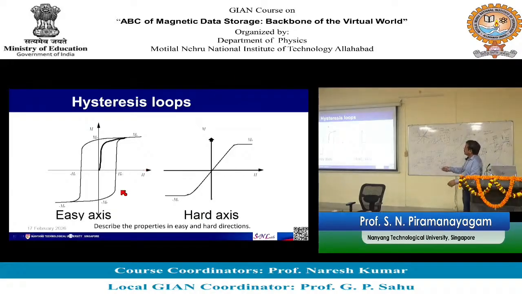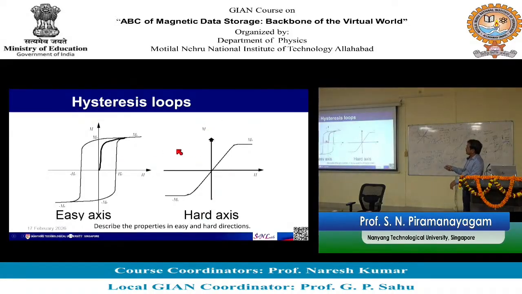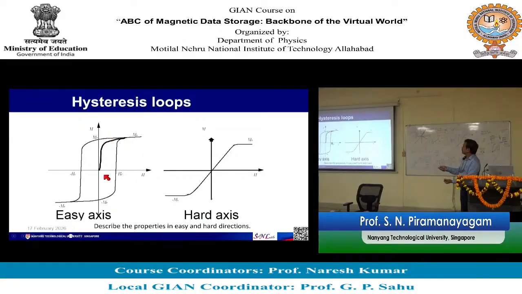Similar behavior you can also see in the hysteresis loop. So these are two hysteresis loops in the easy direction and hard direction. So you can see two differences. The first difference is, with a very small magnetic field, I can saturate quickly. So that shows the easy nature. Here I need more magnetic field to saturate the sample. That's one difference.